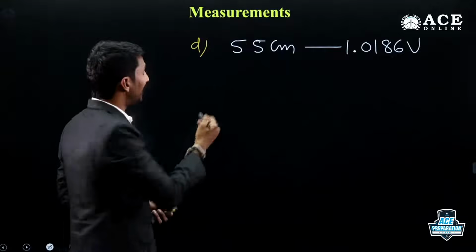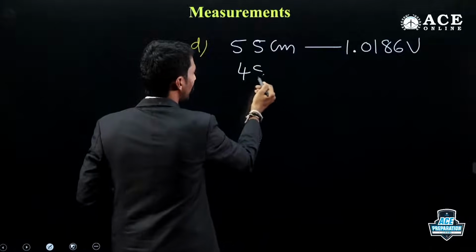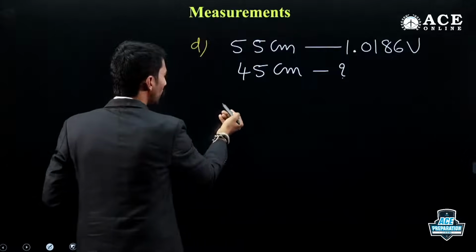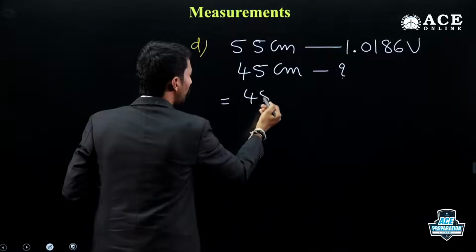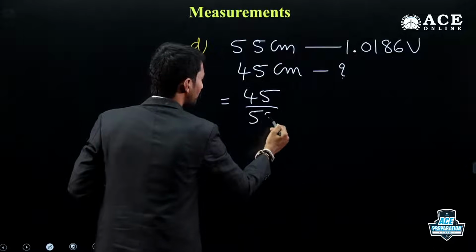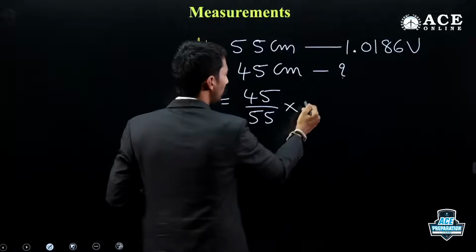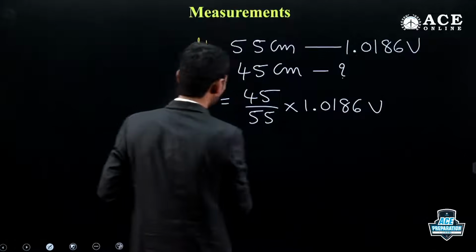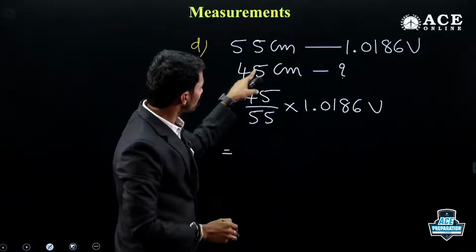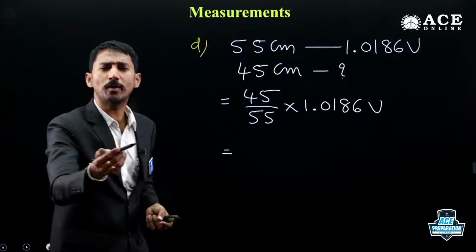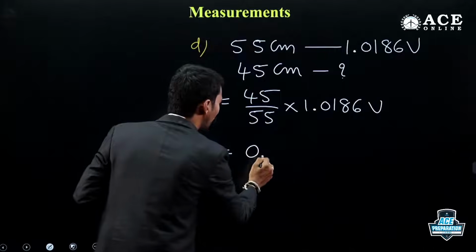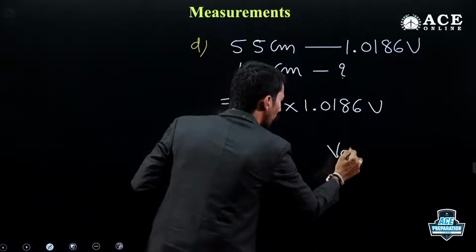1.0186 volt. At which centimeter? He is asking at 45 centimeter. Okay. Now, very simple. 45 by 55 into 1.0186 volt. Sir, 55 this much, 40 will be less than that only. Approximately you are getting 0.8 something. You will be getting the value as 0.8 some volt.